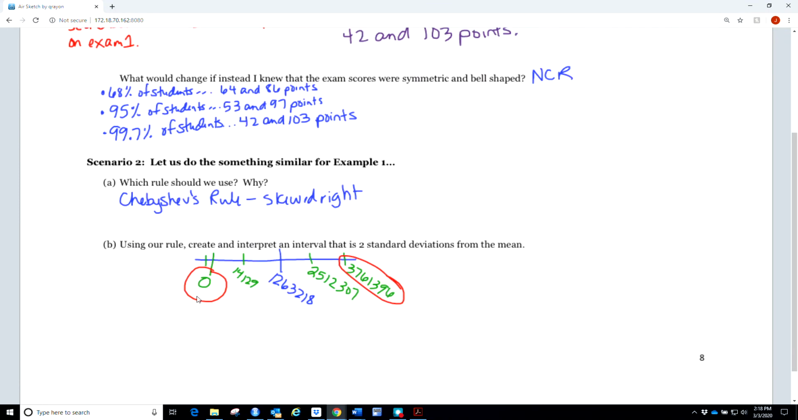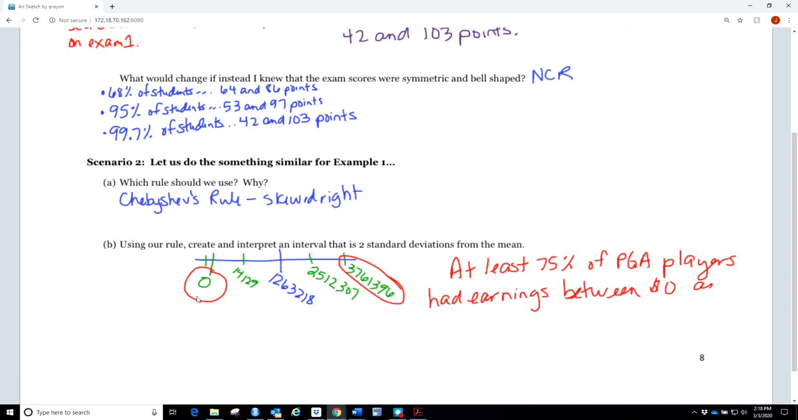So then now I can say that at least 75% of PGA players had earnings between $0 and that 3.7 million value in 2013. Again, not everybody, at least 75%.